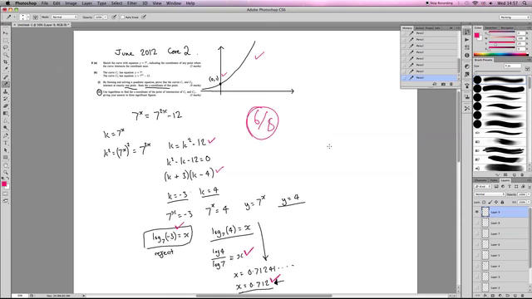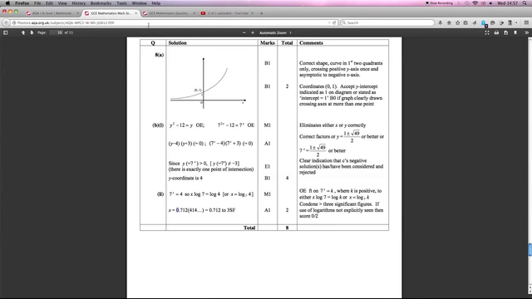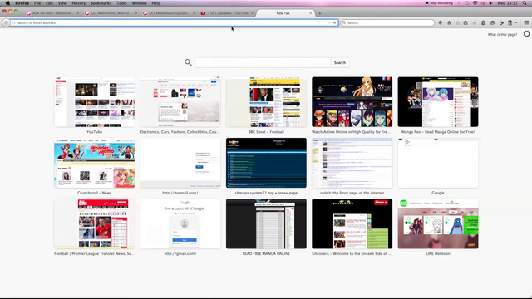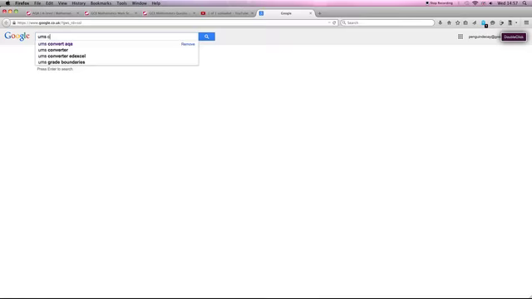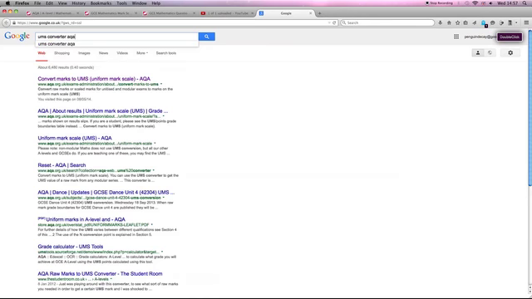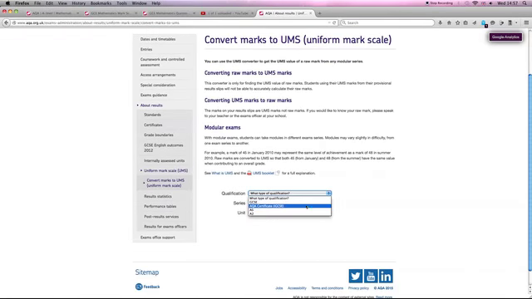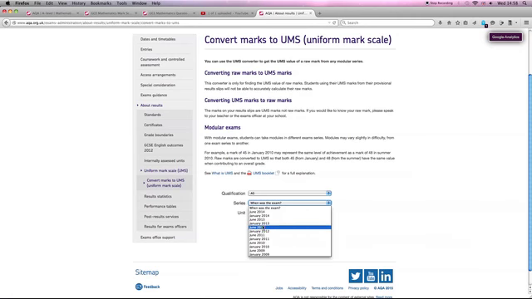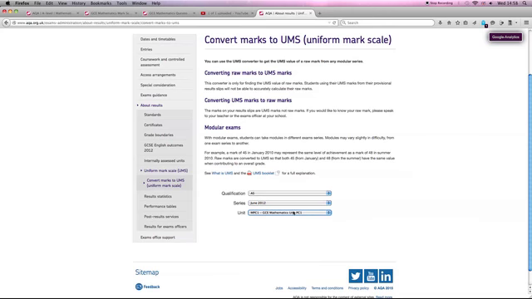But yeah, again, if you want to find out your actual grade, just go to Google, type in UMS Converter AQA, and just go through it. So, click the first link. Your qualification is AS, or it depends who I'm talking to here, but you want to pick the year. We just did June 12, so pick June 12. Type in MP. It should take you to Core 1.